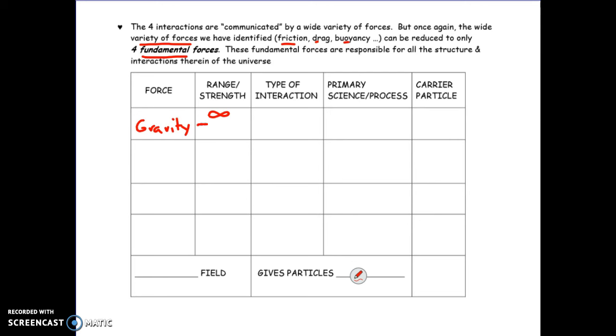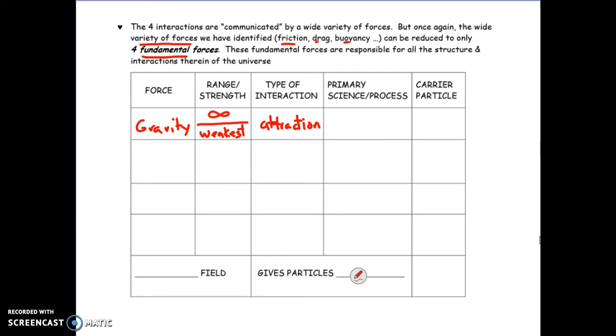And its strength relative to the other forces is the weakest by far, which is kind of ironic because gravity is so dominant in the universe. But ounce for ounce, it is an extremely weak force. Now, of the 4 interactions, what does gravity do to objects? It always attracts. Okay, gravity does not repel, does not cause annihilation, does not cause decay. So I'll come to the last 2 columns later.